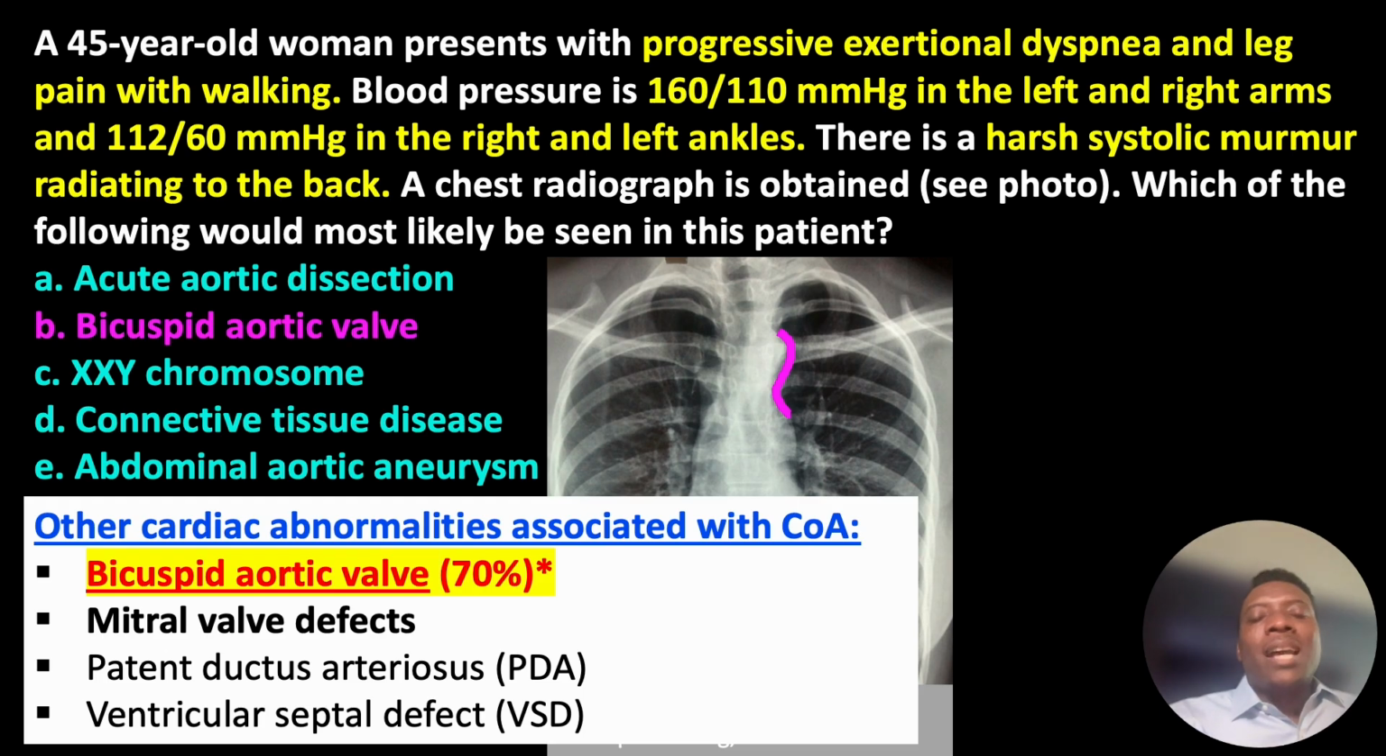Now, although dissection and aneurysms can also be seen with someone that has coarctation of the aorta, it is not as common as the bicuspid aortic valve. Those two complications are very rare compared to the bicuspid aortic valve.